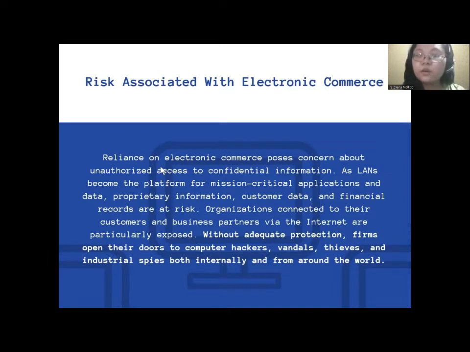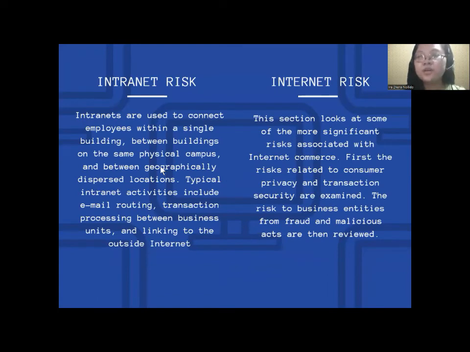Without adequate protection, firms open their doors to computer hackers, vandals, thieves, and industrial spies, both internally and from around the world. In terms of electronic commerce, risk relates to the loss, theft, or destruction of data, as well as the use of computer programs that financially or physically harm an organization. This includes intranet risk posed by dishonest employees who have the technical knowledge and position to perpetrate frauds, and then the internet risk that threatens both consumers and business entities. An intranet is a private network, an internal network, in comparison to the internet which is worldwide. We will learn more in the following slides.